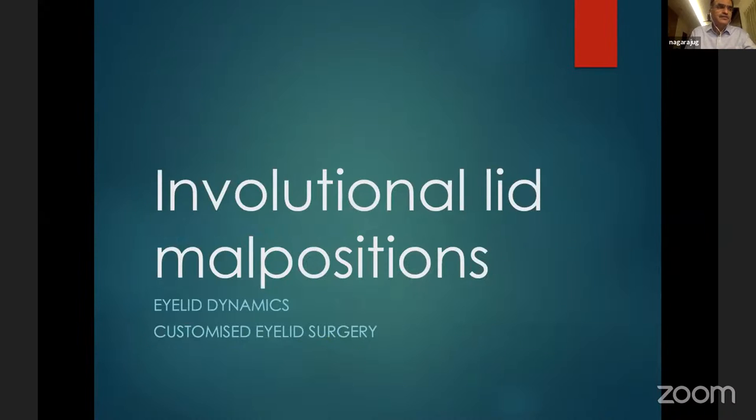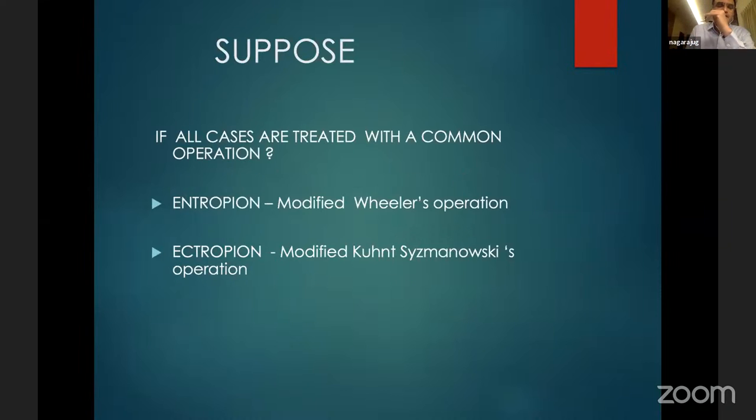So basically, we'll try to understand what are the dynamic factors which help us in keeping the lower lid in the normal position. We'll see what changes occur with age, and what defects can occur in the individual structures as one ages. And we'll see whether we can customize the eyelid surgery based upon the defect we identify. See, just think about this. Earlier, almost two to three decades back, for all cases of involutional entropion, there was a common surgery, which is a modified Wheeler surgery.